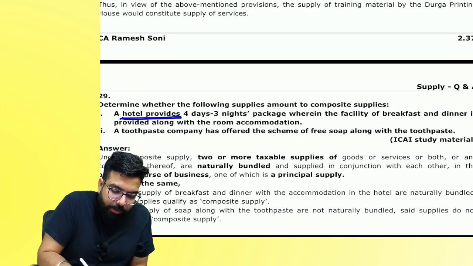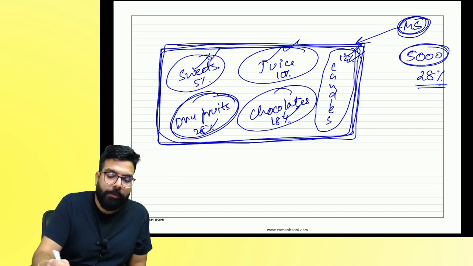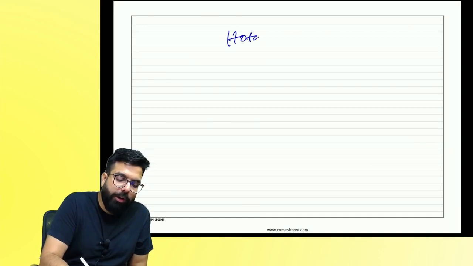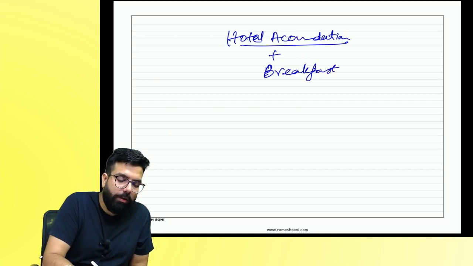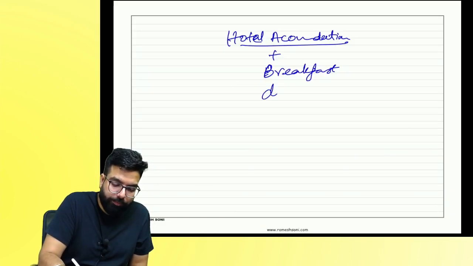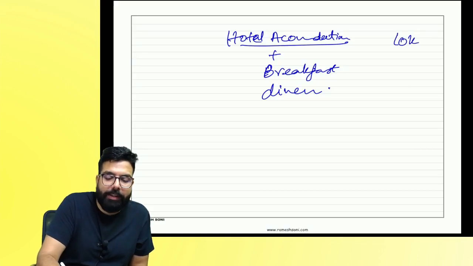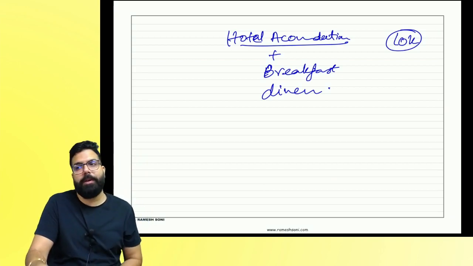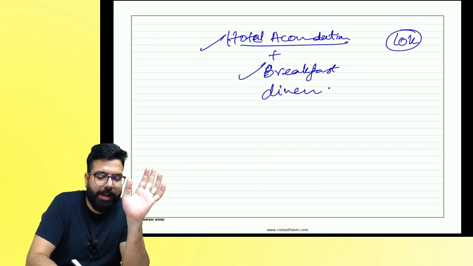A hotel provides a 4 days and 3 nights package wherein breakfast and dinner are provided along with the room. You went to a hotel, you booked a hotel. Hotel accommodation services, correct, everyone? They gave you accommodation services, plus they gave you breakfast and dinner. And they told you, sir, we will charge you, for example, 10,000. My question is: is it a composite supply or mixed supply? What is composite? Is it taxable supplies? Yes.